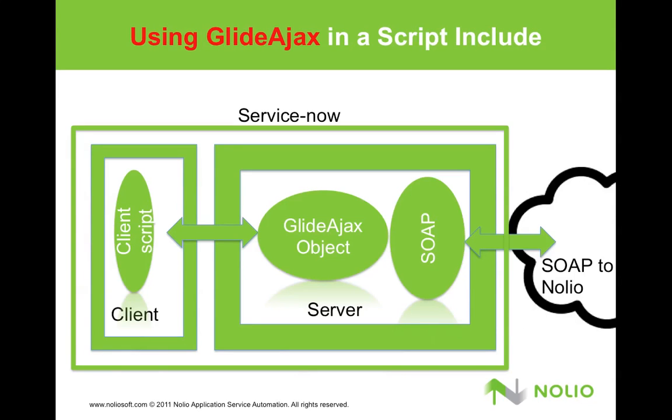From an architecture perspective, this is what we're looking at. We have created the SOAP message stub, which is part of the server-side architecture of ServiceNow. We are now going to use that SOAP stub in a Glide Ajax object, which we will name. And finally, in the next chapter, I'll show you how to make the whole thing callable from a client script and personalized from the ServiceNow user interface.